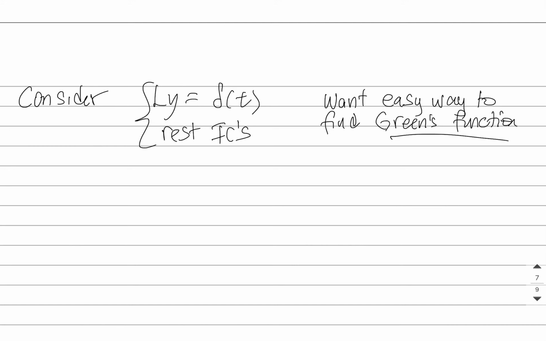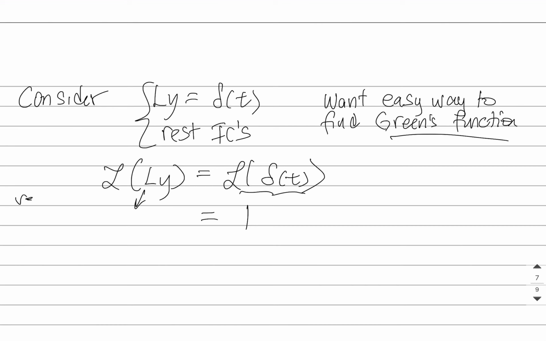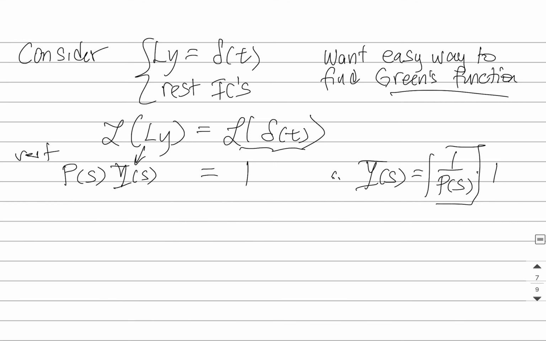Now remember, if we take the Laplace transform of both sides, the delta function was defined so that it gives us a 1. It's just the most convenient way of trying to come up with the transfer function we want. Because of the rest initial conditions, this is always going to generate some polynomial in terms of s in front of the function we want. So the function we want here is going to be given by 1 over that polynomial times 1. This we define as the transfer function.